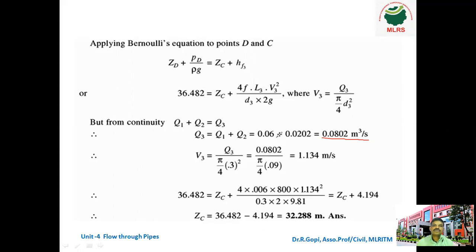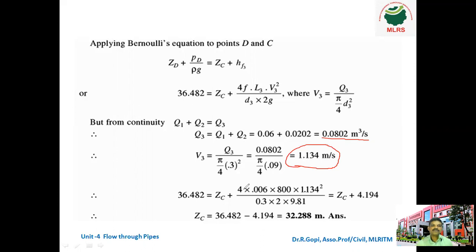Once you found the Q3 value, we can easily calculate V3. V3 is equal to Q3 divided by pi by 4 into 0.3 square, which is equal to 1.134 meter per second. This is the velocity of flow in pipe 3.